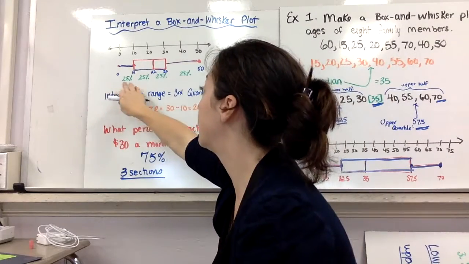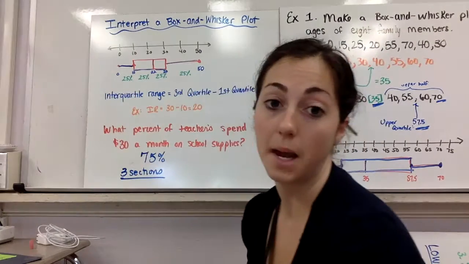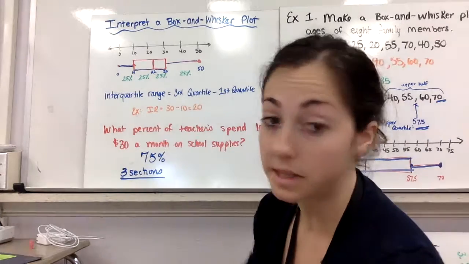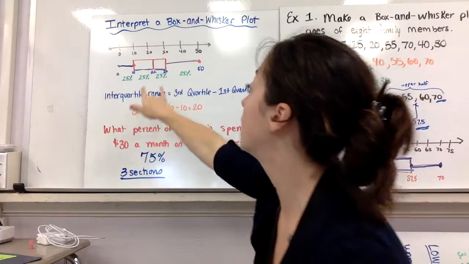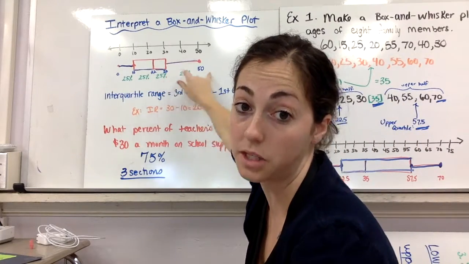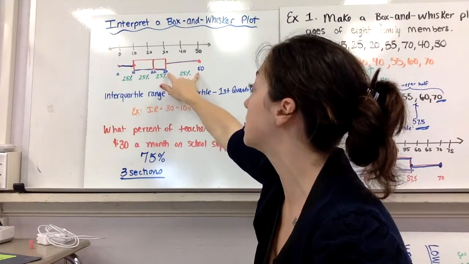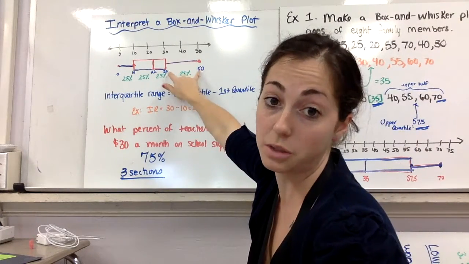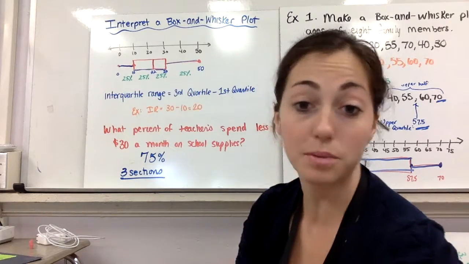So 25% of the data is in between 0 and 10. Another 25% of the data is in between 10 and 22. And then 22 to 30 is another 25%, and 30 to 50 is the last 25%. So this doesn't make sense because from 30 to 50, that's 20 numbers, and then from 22 to 30, that's 8 numbers, but that's what it is.